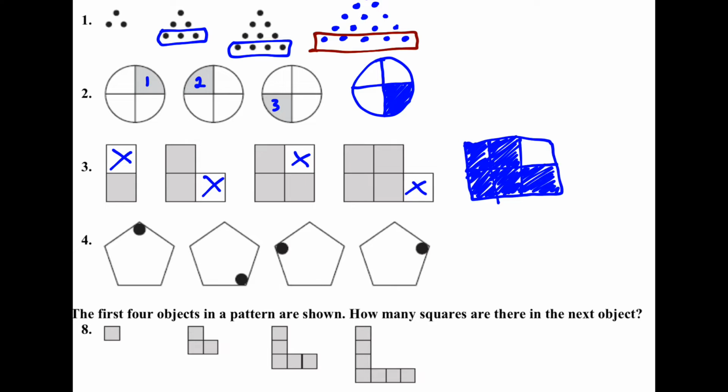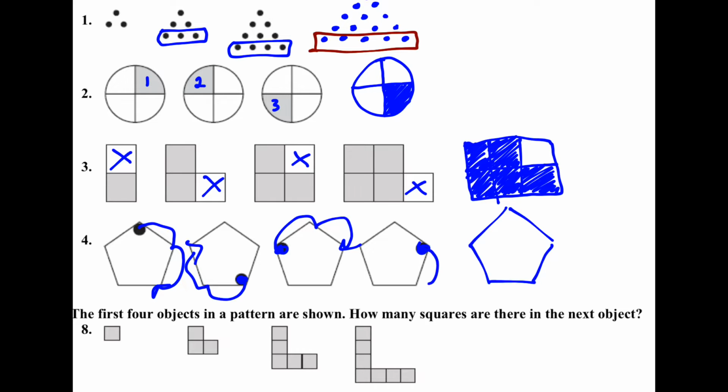For number 4, if we take this dot and we move it 2 points to the right, we end up here. And we move that 2 points to the right, and we end up here. And we follow that pattern to end up there. One more time, we count over 2, and we are down here for the next figure.